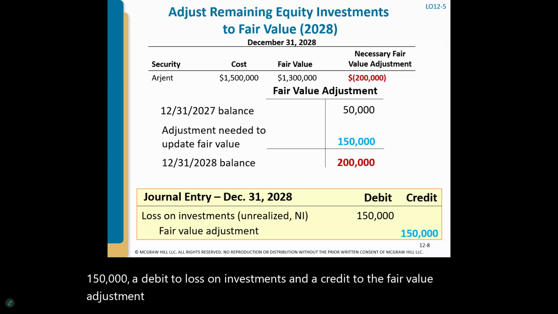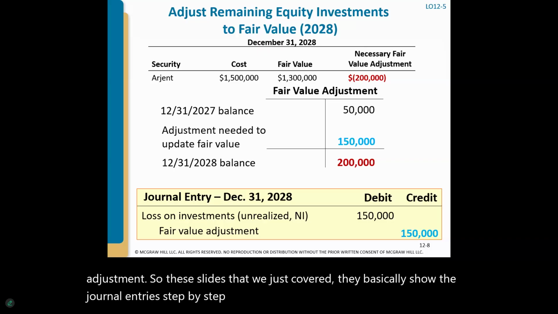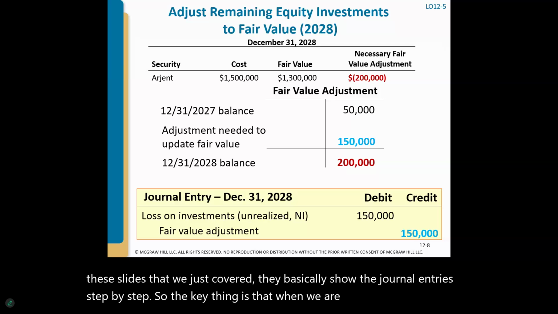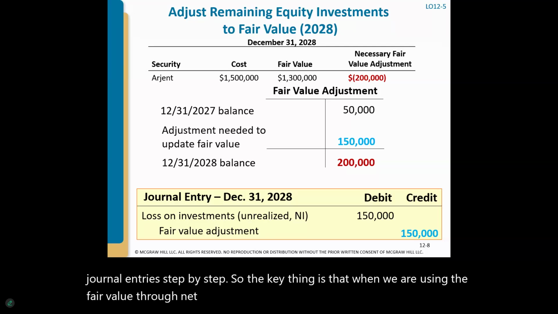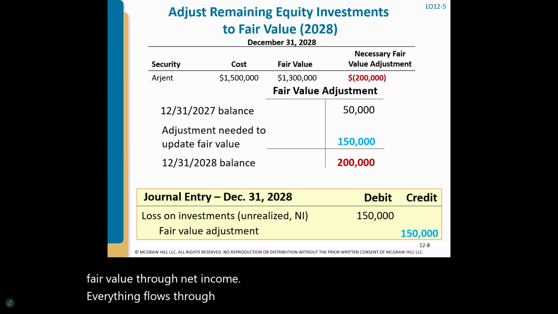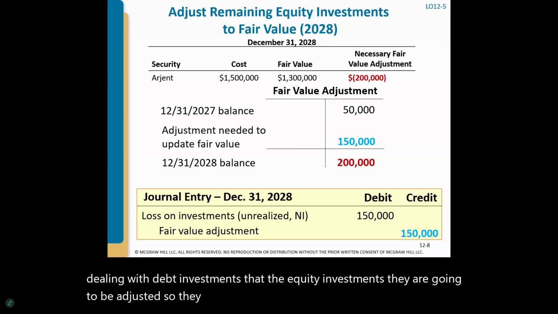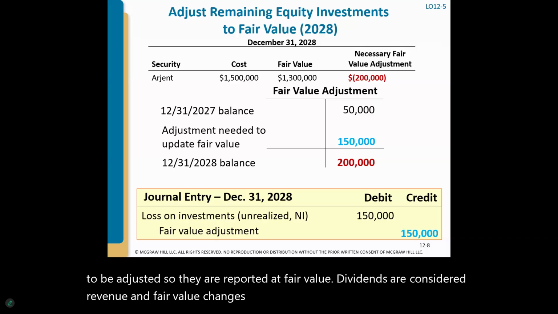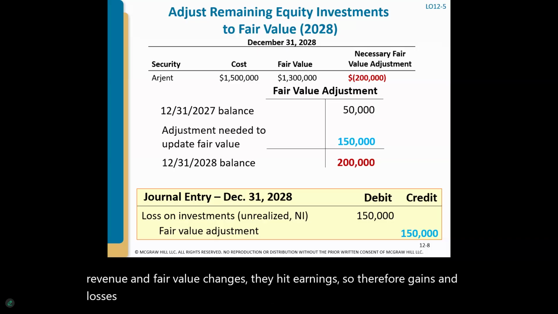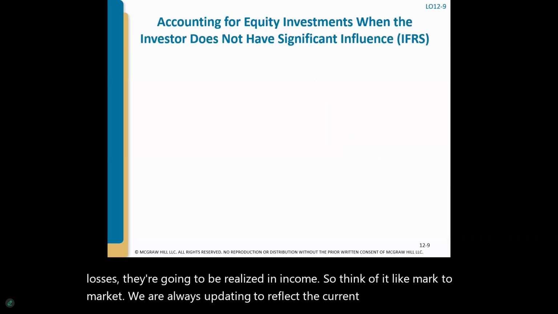So these slides that we just covered basically show the journal entries step by step. The key thing is that when we are using the fair value through net income, everything flows through net income. Again, it's similar to when we were dealing with debt investments, that the equity investments are going to be adjusted so they are reported at fair value. Dividends are considered revenue, and fair value changes hit earnings. So therefore, gains and losses are going to be realized in income. So think of it like mark to market. We are always updating to reflect the current value. So just keep that in mind.